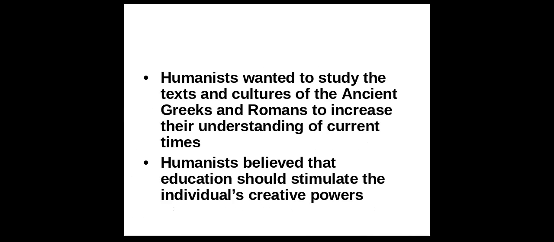Humanists wanted to study the texts and cultures of ancient Greeks and Romans to increase their understanding of the current times. So they believed if they knew what was going on in the past, it would give them more information about what they were going through today. Humanists believed that education should stimulate the individual's creative powers. So think about that. Humanists were very similar to a group of people that we learned about previously back in ancient Greece. I'll let you guys think about that a little bit, about who that could be. They had the same type of ideas.